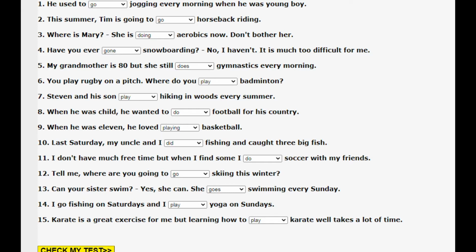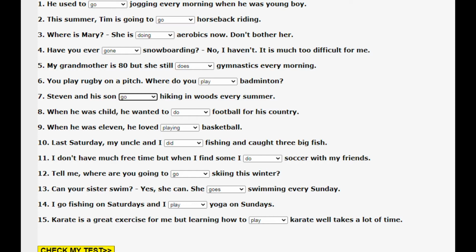What about number 7? Stephen and his son play, do, or go hiking in woods every summer. Which verb do we use with the other verb in the ing form? Do you remember? We use the verb go. So you say, Stephen and his son go hiking in woods. What is the meaning of go hiking? It is when you walk. And woods means the forest. You walk in the forest, right? So you go hiking in the forest, in the woods.